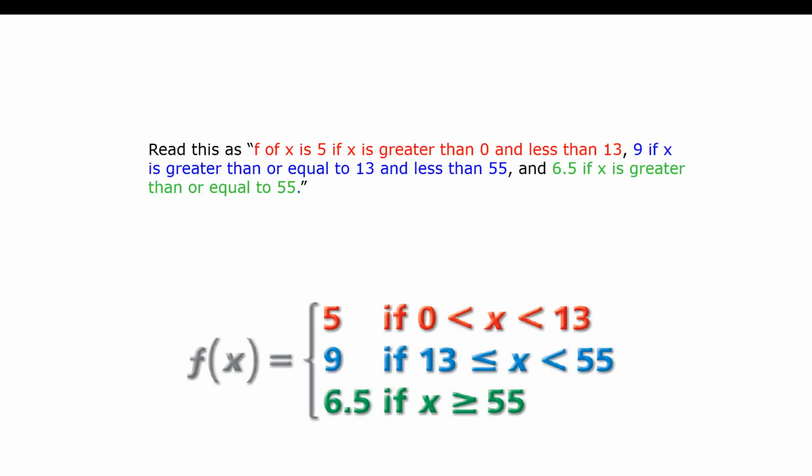All right, a function like this is read like this. F of x is 5 if x is greater than 0 and less than 13. F of x is 9 if x is greater than or equal to 13 and less than 55. And finally, f of x is 6.5 if x is greater than or equal to 55.